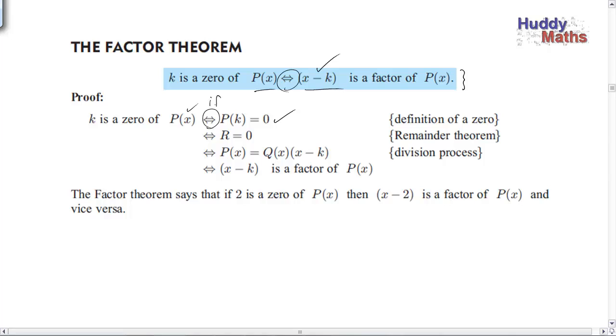This is sometimes stated iff, with a double f, meaning if and only if. So it's a double implication sign. One implies the other, both ways. So now that would imply that the remainder is 0.